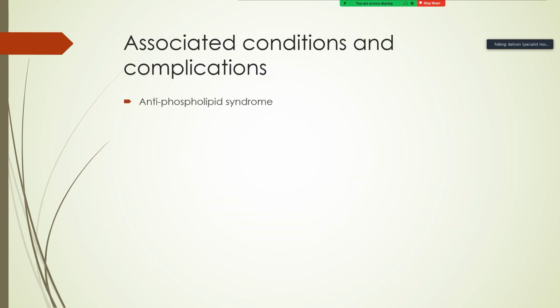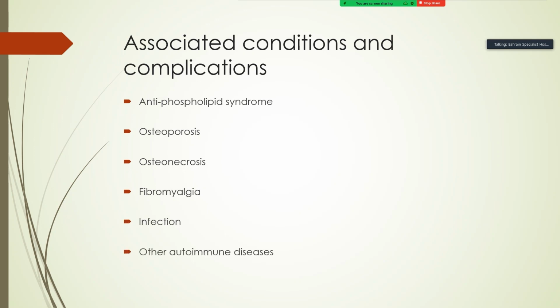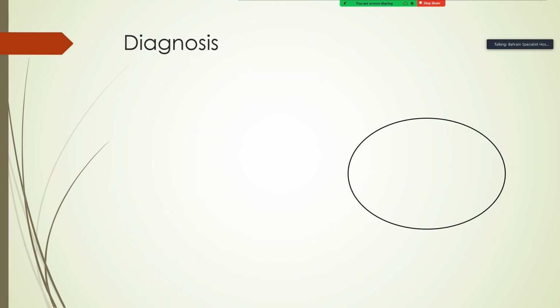A few of the associated conditions and complications with SLE: in women, antiphospholipid antibody syndrome, which is very common with SLE, and it's the most common cause of abortions in women. And osteoporosis and osteonecrosis, which are mostly related to the treatment options we are using in SLE. And fibromyalgia is very common in SLE patients, as are certain infections and another autoimmune disease.